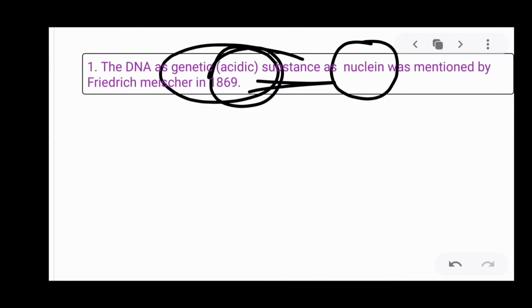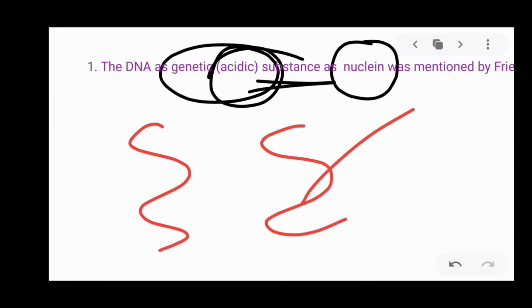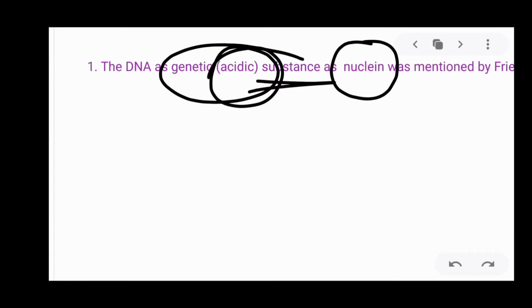But it was not accepted at that time because they didn't know how the structure of DNA was, how it was extracted, or how it did all its jobs. They didn't even know whether it was a double helix structure or a single helix structure, or a straight structure. The main thing was that he showed that yes, DNA is there, but he couldn't isolate it.